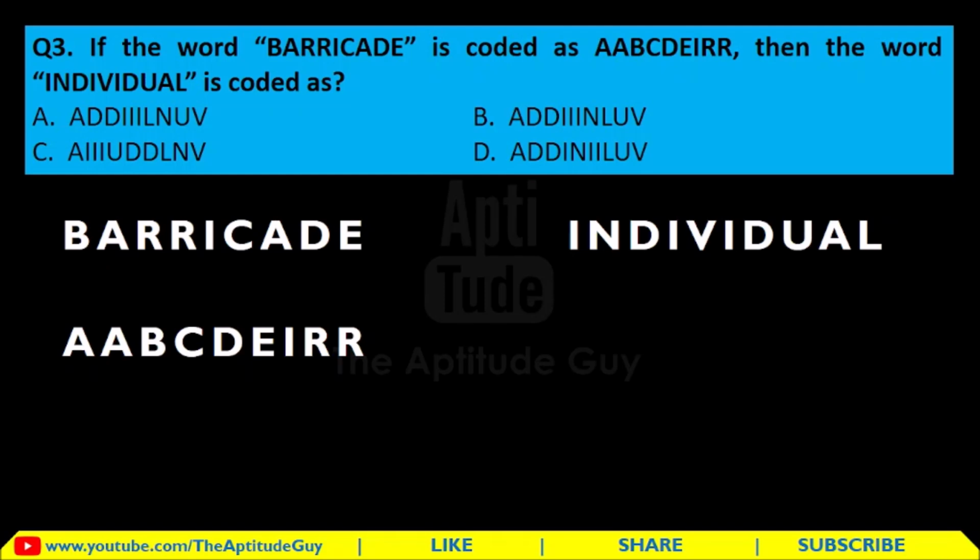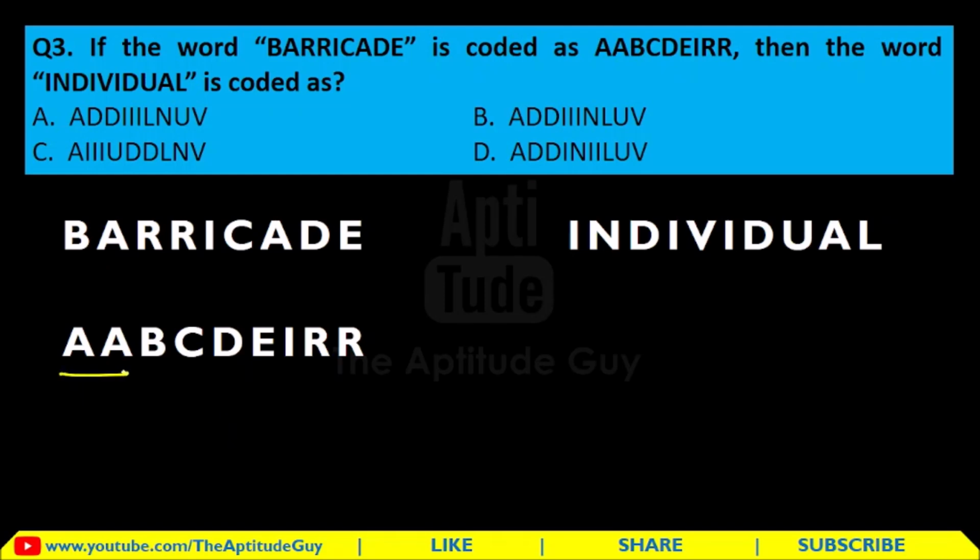Alright, let's do it. So we have the word barricade and it is coded as this word. This question generally confuses a lot of people. Now, this is how you can actually figure out the code in a very simple manner. All you have to do is look at the code properly.